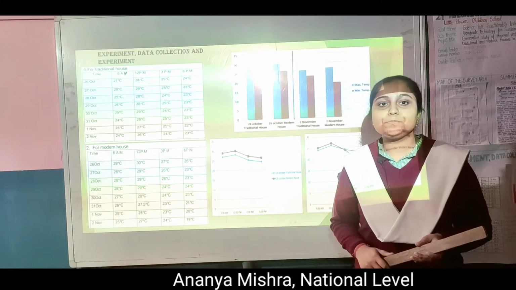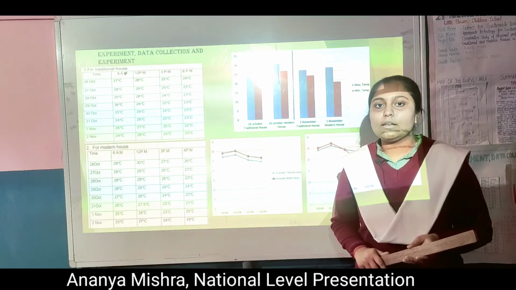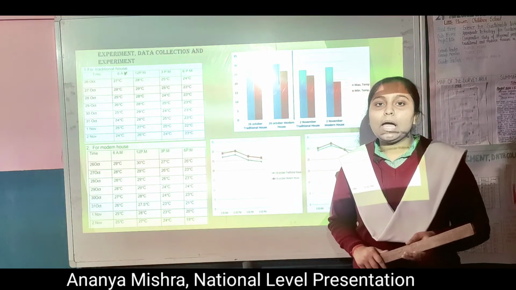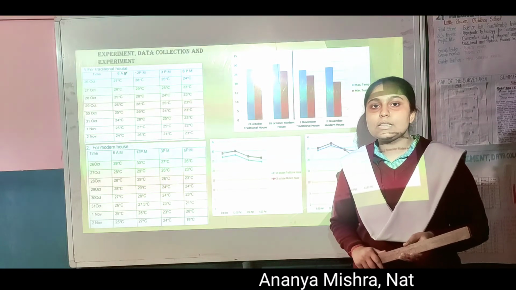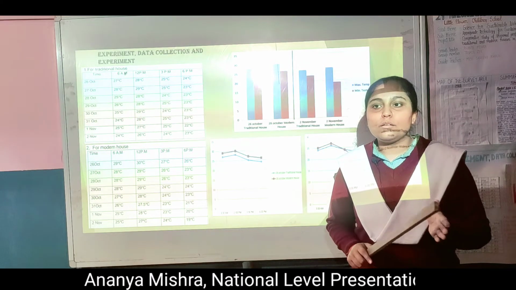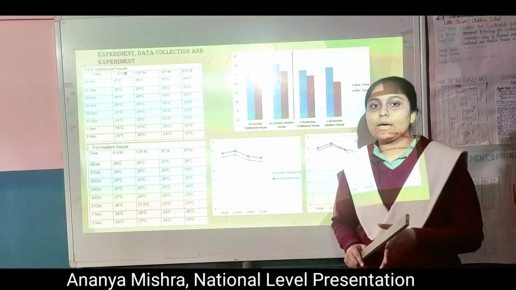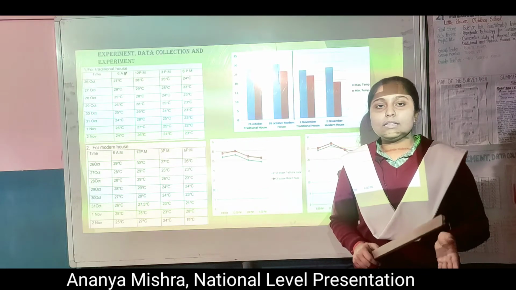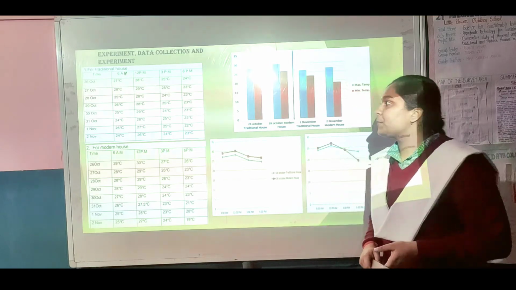For modern house, the maximum temperature was observed at noon time when the sun is at its peak, and the minimum temperature was recorded during evening, and the range of temperature that we got is 22 degrees Celsius to 30 degrees Celsius, and the variation of temperature between average minimum to maximum was around 6 to 7 degrees Celsius. So what the result and conclusion we can draw from the following data, I will explain through the next slide.